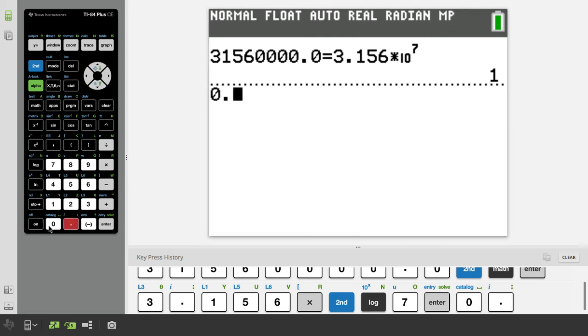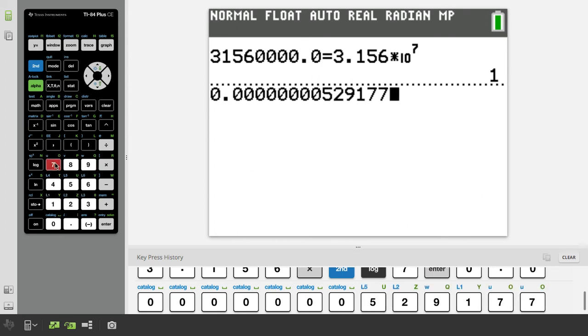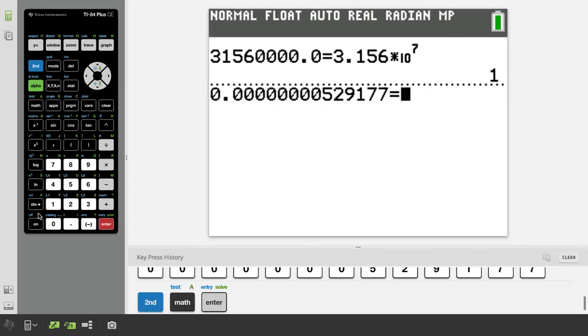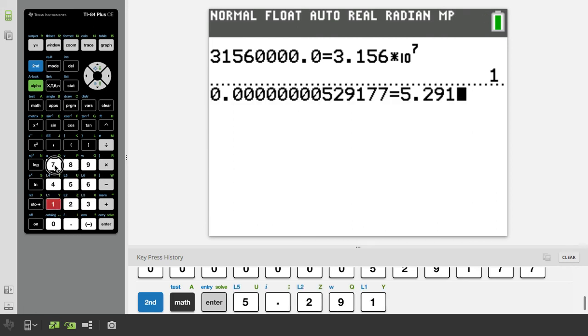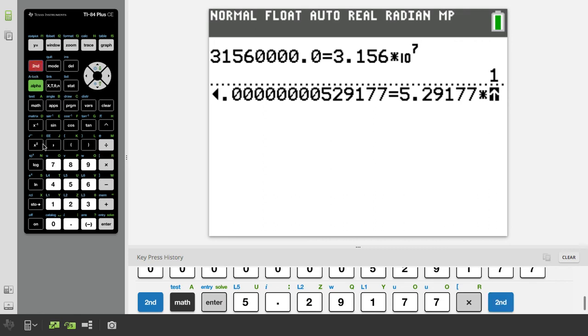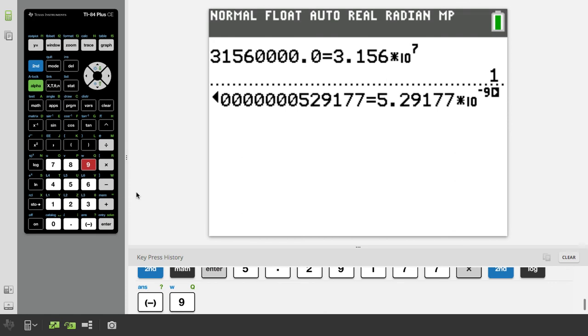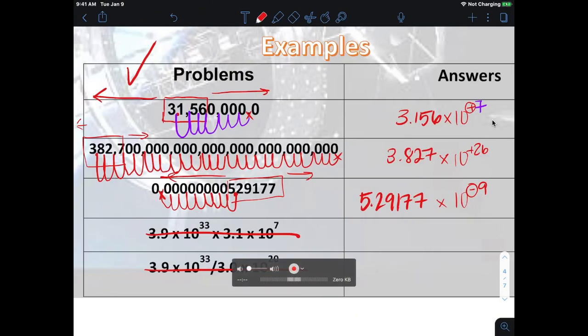I type in the small number, 0.00000000529177, then second test, enter to get the equal sign, and let's write what we got. 5.29177 times second log to get 10 to the power of negative 9. So if I get a 0 back, I got it wrong. If I get a 1 back, I got it right. So I did. I got it right. So I got both of these correct.